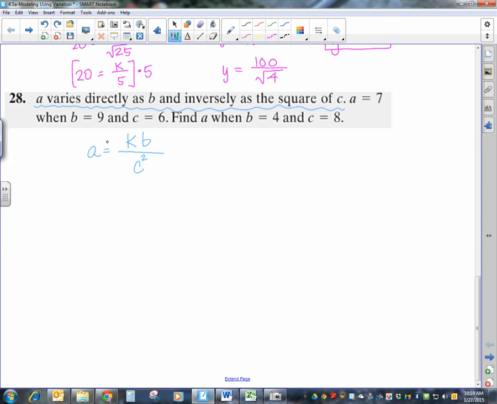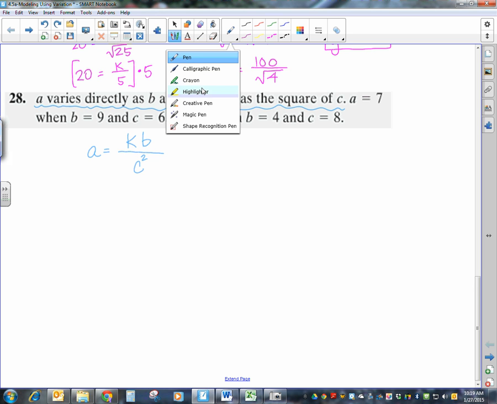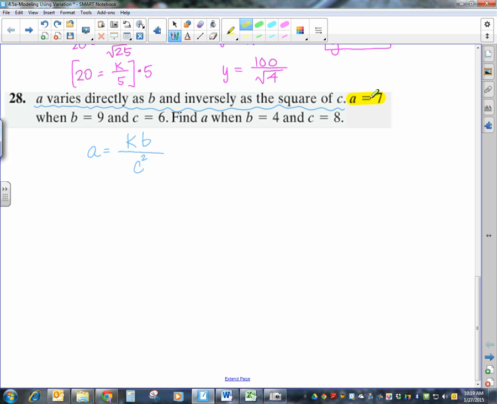C squared. Remember we talked about the square means 2 and cube means 3. So a equals 7, as I said before. They're always going to give you the numbers so that you can plug it in. So we know that a equals 7 when b equals 9 and c equals 6. So a is 7 when, I don't know what k is, but b is 9 and c is 6.